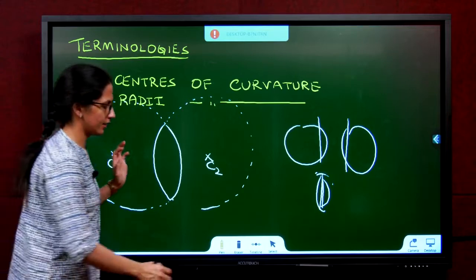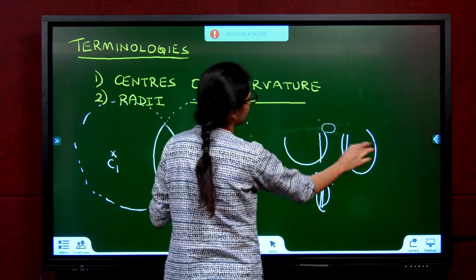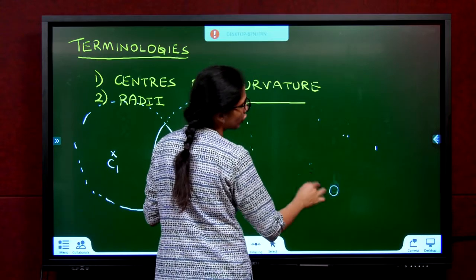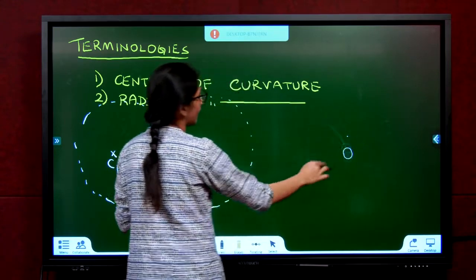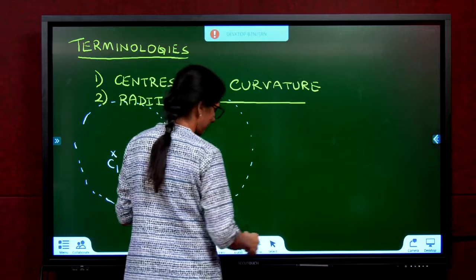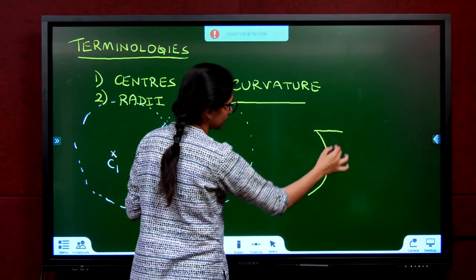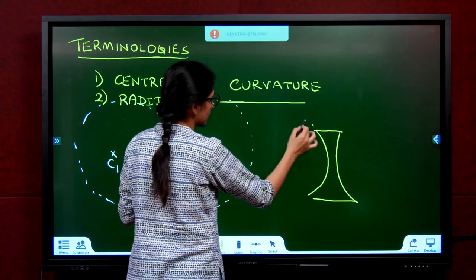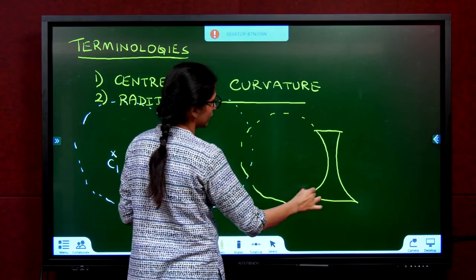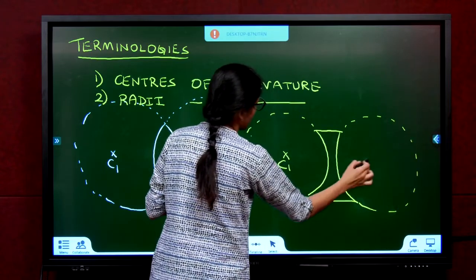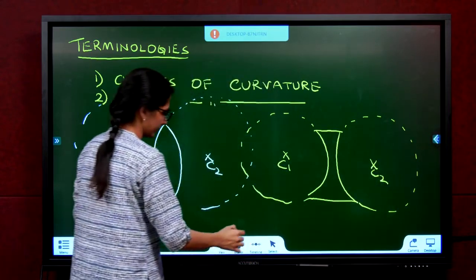Same thing with radius of curvature. Instead of center, remove and put radius. Radius of curvature is the radius of those spheres of which the two refracting surfaces form a part. Now, concave lens, how will it look? Same type. So, this one will have one center of curvature and this one will have another center of curvature.